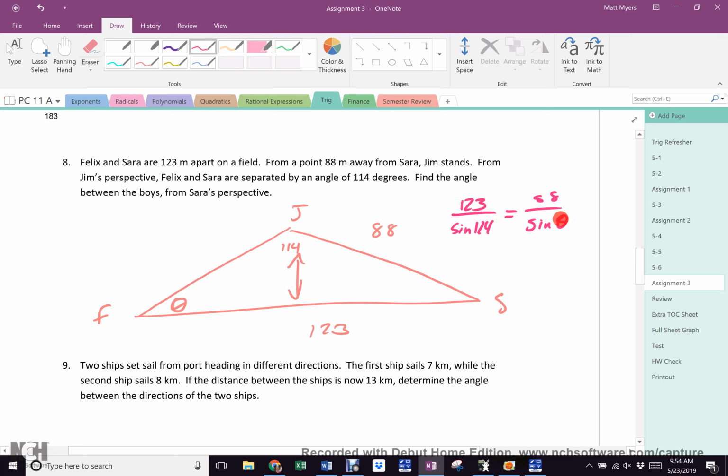Since I need an angle, what am I going to do? Shift sine, the answer. Of course, I write it out before I go to my calculator. Shift sine of 88 sine 114 divided by 123. And that gets me an answer of whatever it is. Shift sine, bracket, 88 sine 114. Shoot, missed a bracket.